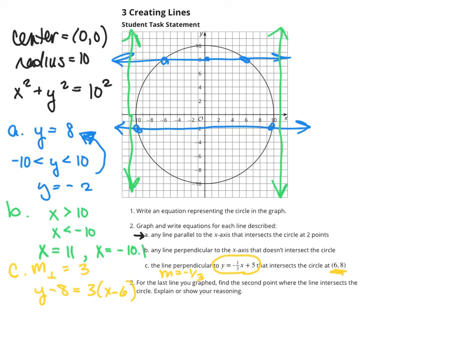Did I graph it? I did not graph this one, so let's do that. I'm going to put a dot at 6, 8. I don't know if I'm going to be able to erase that. Oh, I can. I just need that space. So 6, 8 is right there. And the slope of 3. So 1, 2, 3, 1. 1, 2, 3, 1. Now at this point, I'm looking at number 3, and I need to graph this line all the way and then find where it intersects the circle on the other side.